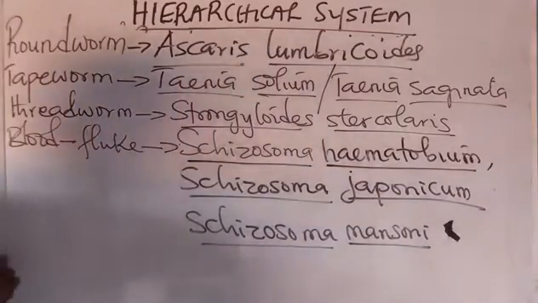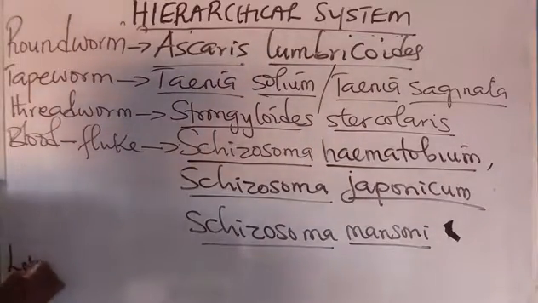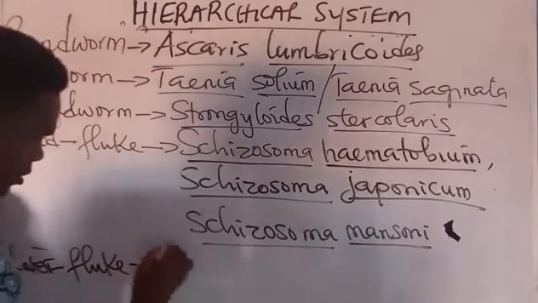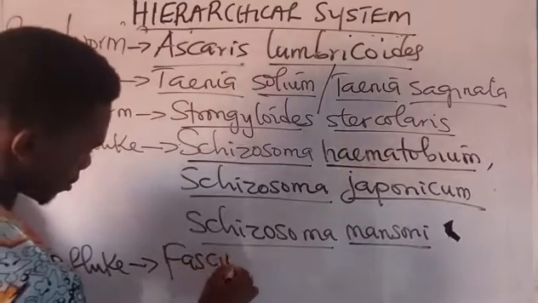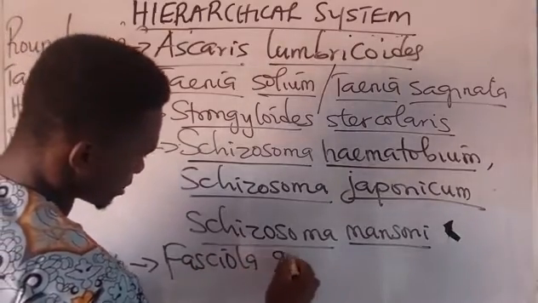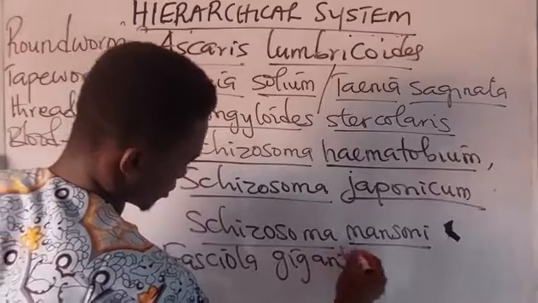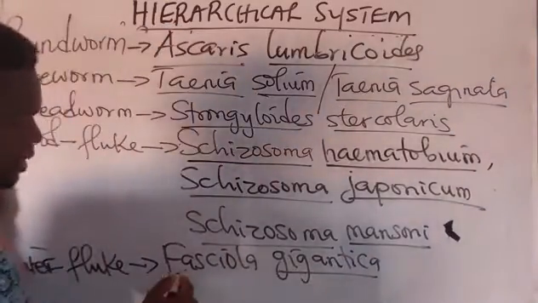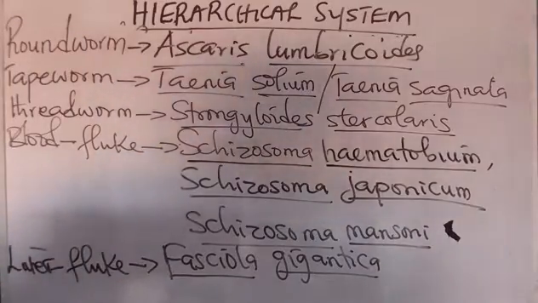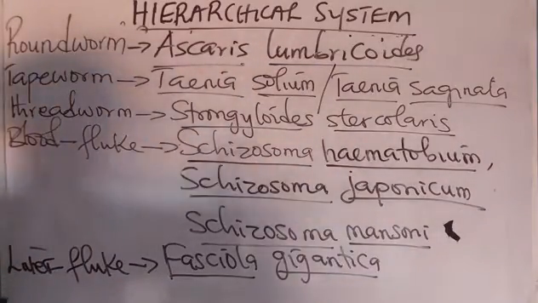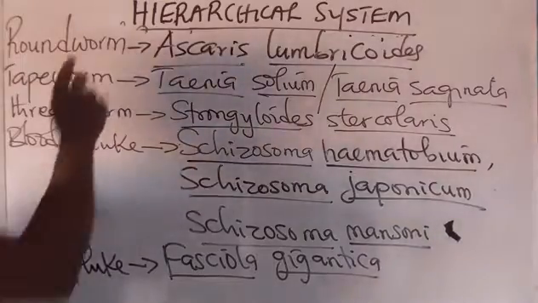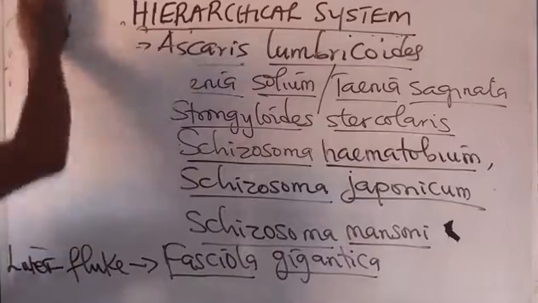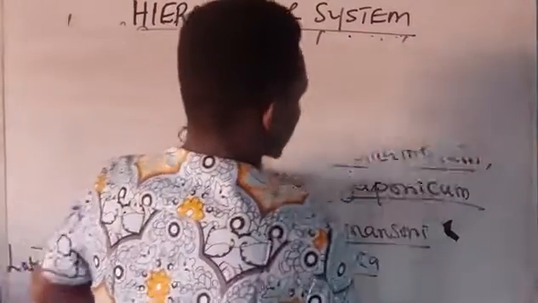Okay, you also have the liver fluke, Fasciola gigantica. This is the specific name and this is the general name. It is the systematic way of giving two names to an organism. You call it the binomial system of nomenclature. We are still taking it.